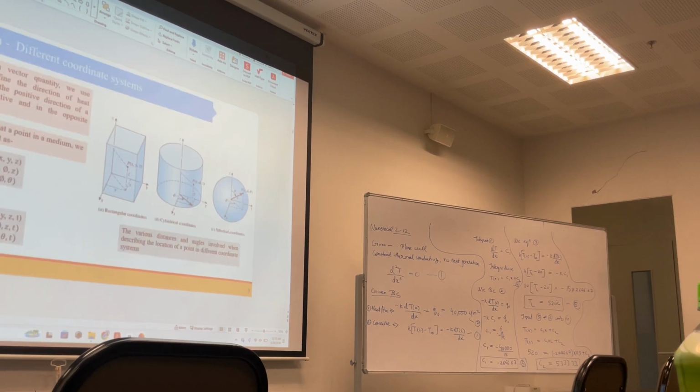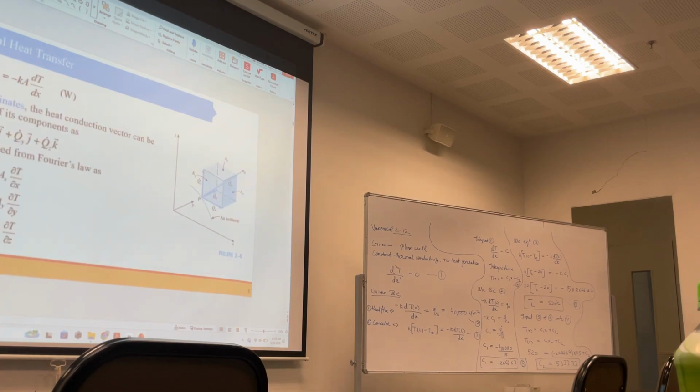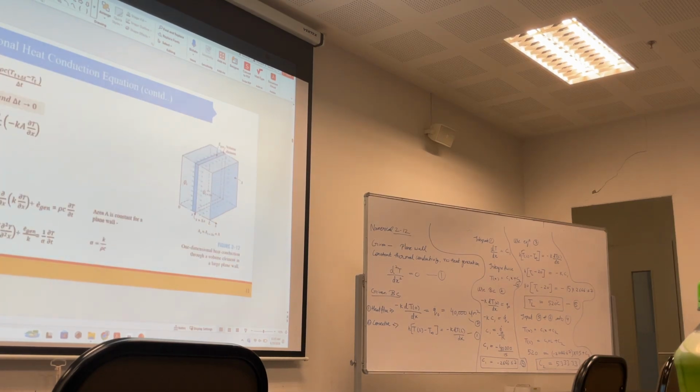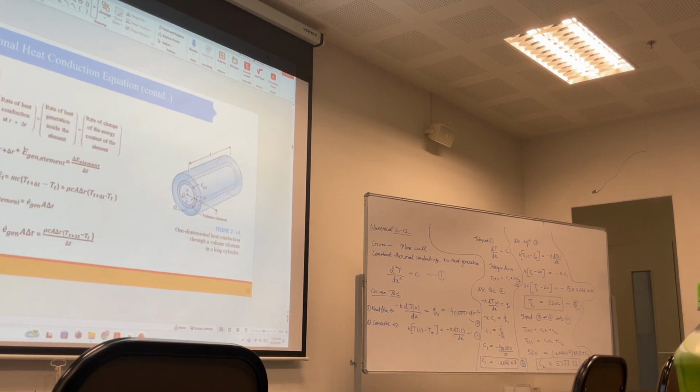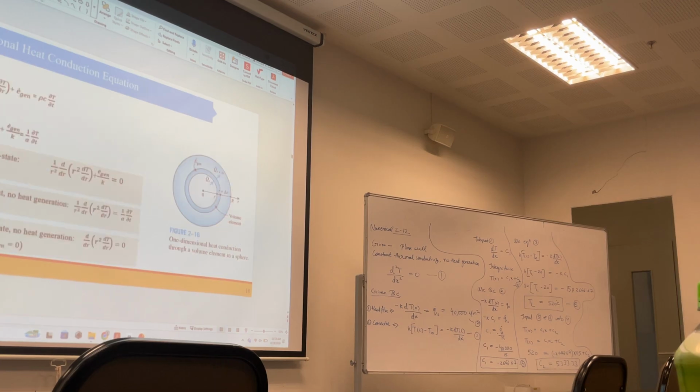So I'll revise what we did. First we started with finding out a differential equation, right? For three shapes, a plane wall, a cylinder, a sphere. Okay. First we find out in one dimension. Second part was in three dimension. Okay. So in one dimension, these kind of, okay, steady state, transient, no heat generation, steady state no heat generation. Okay. Then we find out in cylinder and sphere.